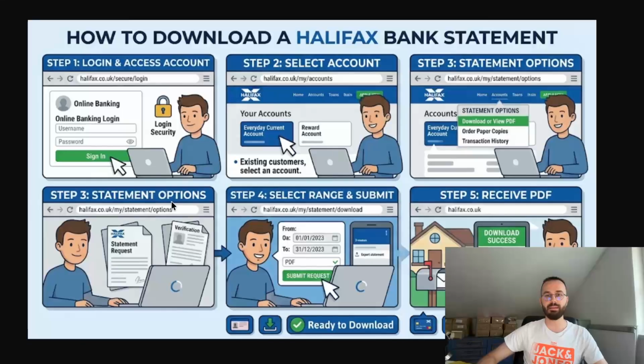Then here we have again these statement options, which you can scroll and see just what statements were. You can select the range and submit. So basically you want it from, let's say, the 1st of January 2023, as you can see here, until the 31st of the same year. So you want basically a yearly range. Click PDF, click submit request, and the download will then be successful. You'll then get it, and that's basically that.